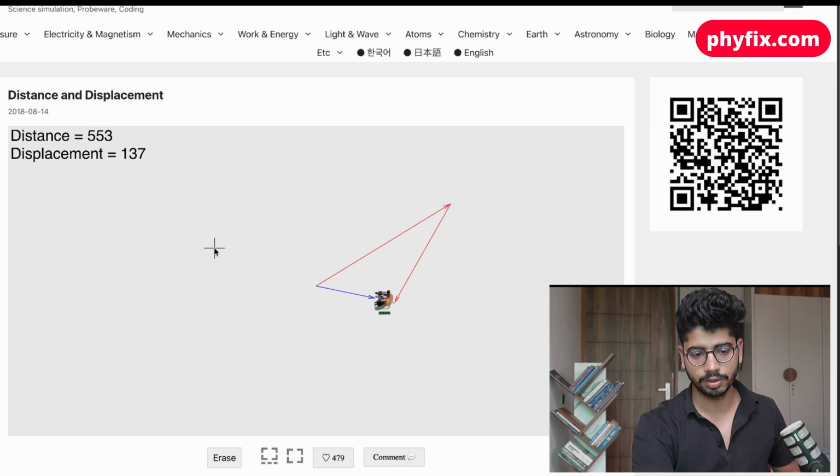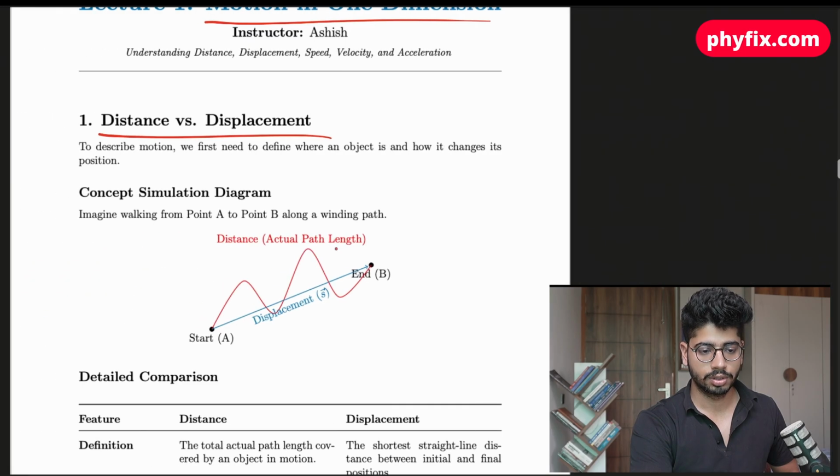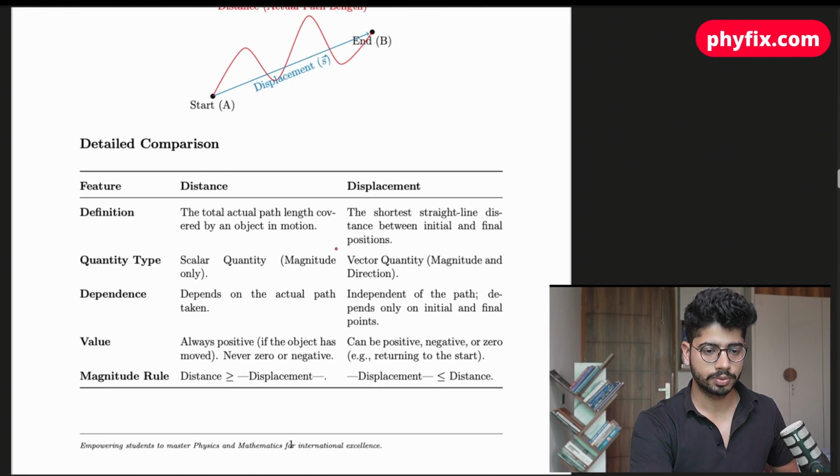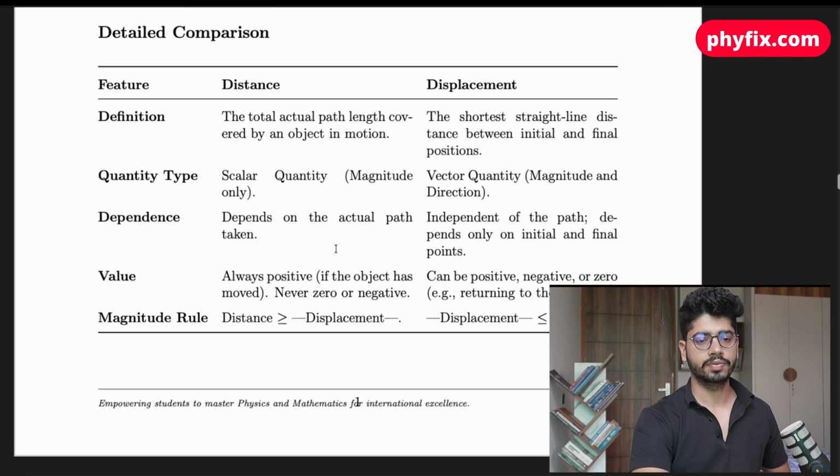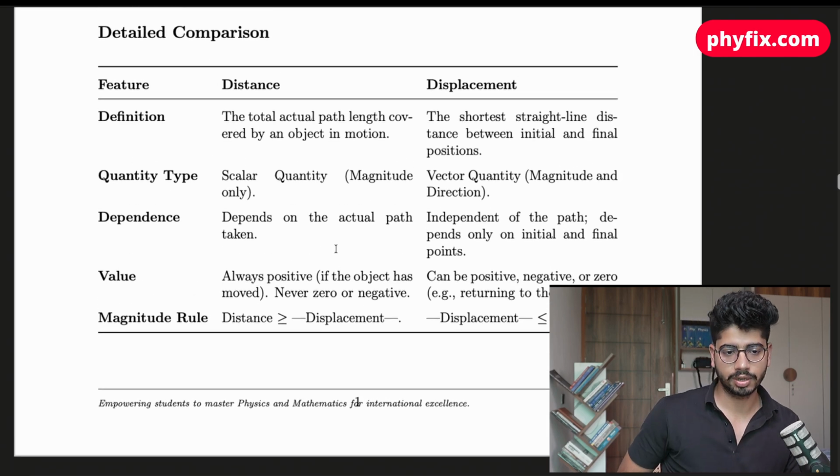Let's suppose I click it here. So this is the displacement right now, and the distance is this much. So this is the better way to understand that one. And now let me come to this one. So you can get the difference between distance and the displacement that we have.